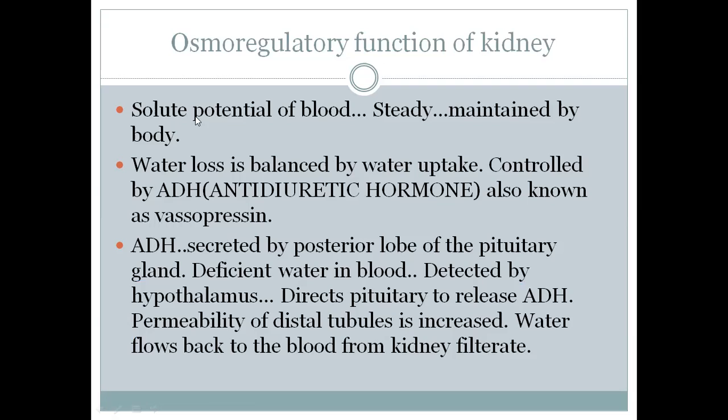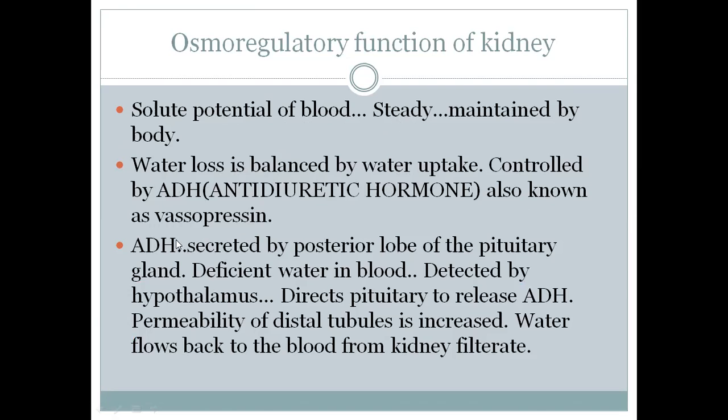Solute potential of blood is a steady and maintained process which is maintained by the body. The water loss is balanced by water uptake, and this water uptake is controlled by antidiuretic hormone, which is also known as vasopressin. Now, what is antidiuretic hormone?